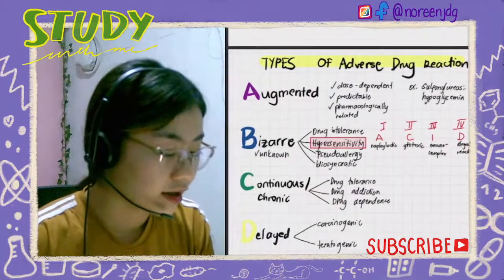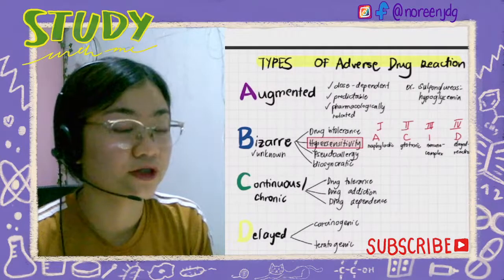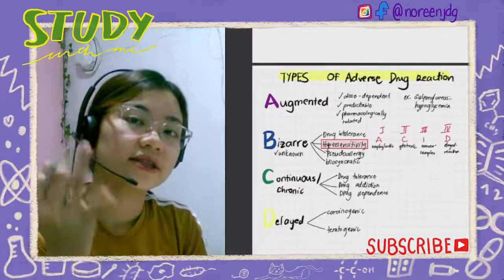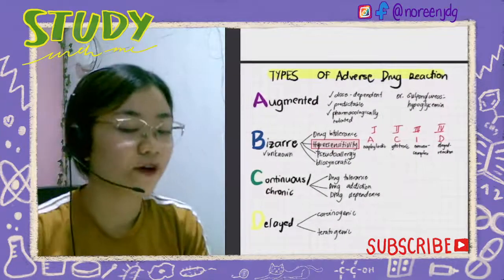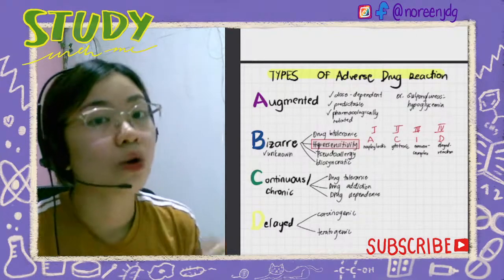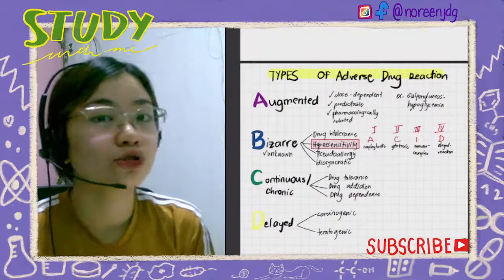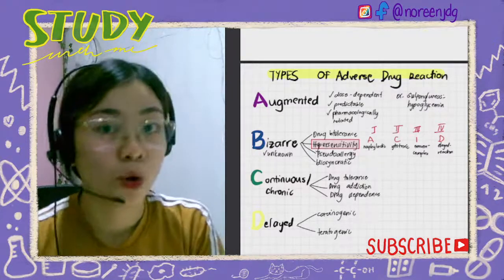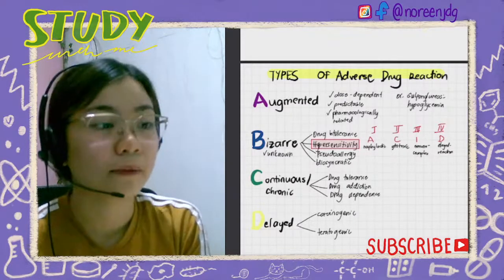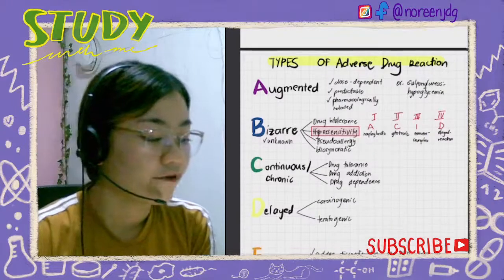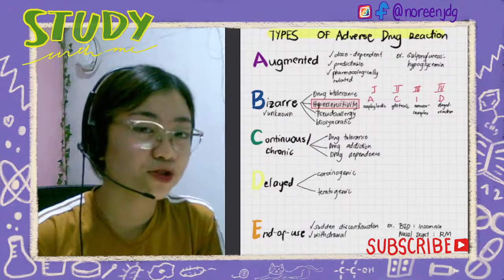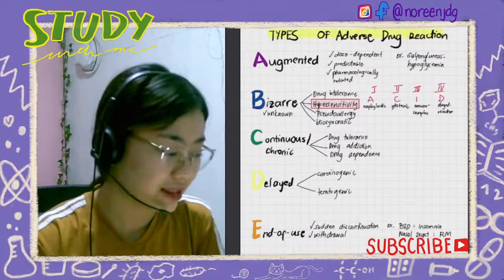Okay, first is the type of adverse drug reaction. So there are A, B, C, D, E, F. There are 6 types of adverse drug reaction. Pag sinabi natin adverse drug reaction, those are noxious and unintended. Hindi mo gustong mangyari sa pasyente mo, pero nangyayari. That's why we have types and kailangan natin malaman kung ano yung mga yon. First is, actually yung letters, it tells you kung ano yung type eh. At least ito medyo mas madaling maintindihan.